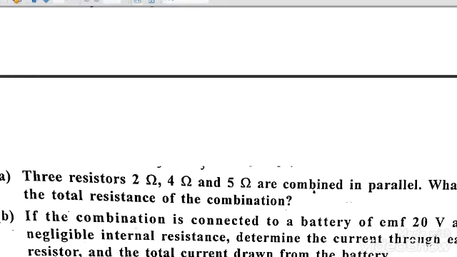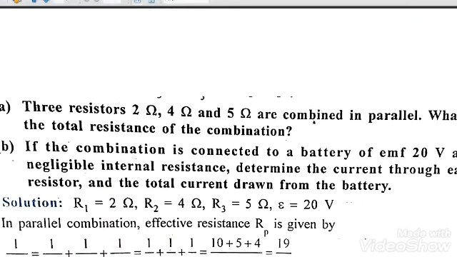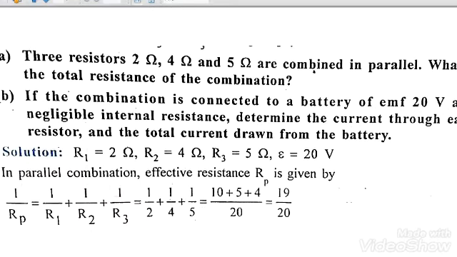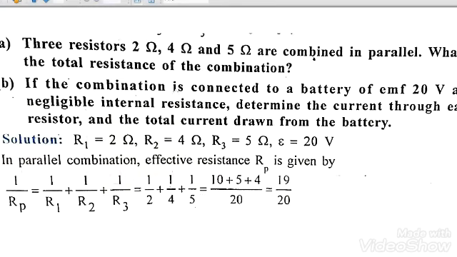Let us move on with the next problem. Same type of problem. The three resistors 2 ohm, 4 ohm and 5 ohm are combined in parallel. What is the total resistance of the combination? Then here in the previous problem they asked about a series, and here they are given in parallel. Then they have given 3 resistors.